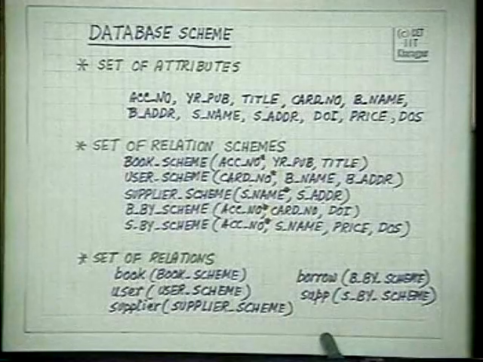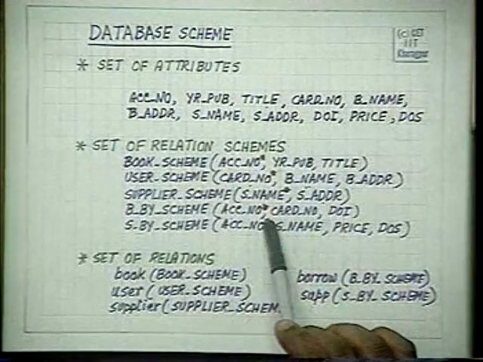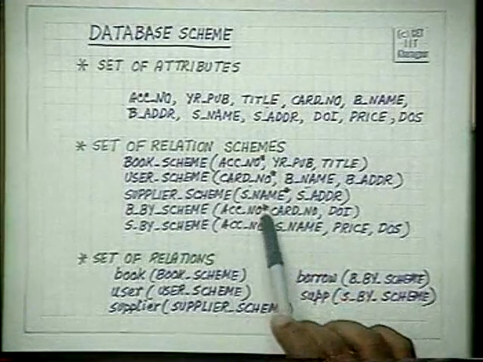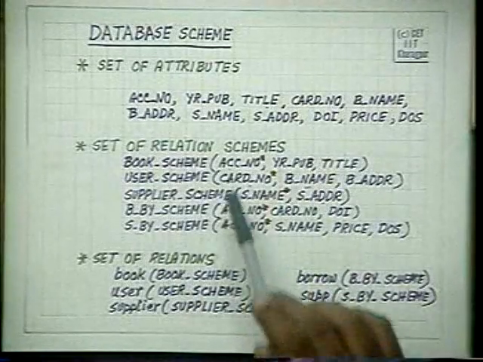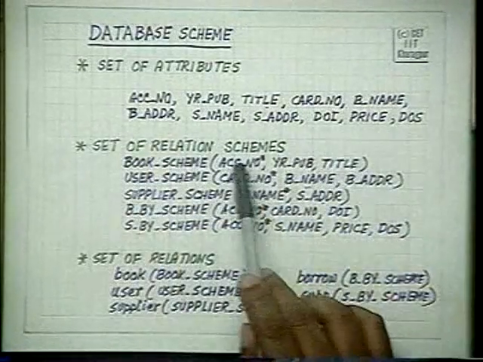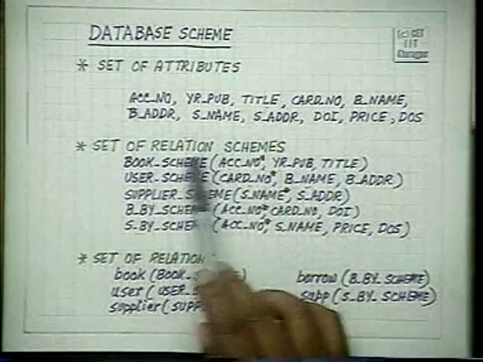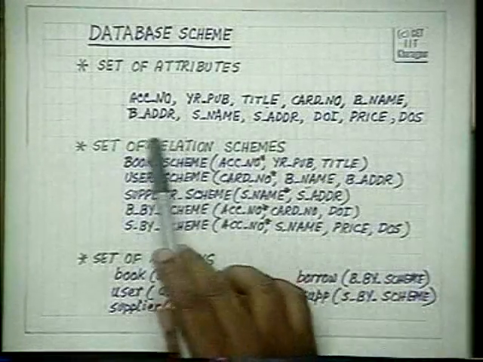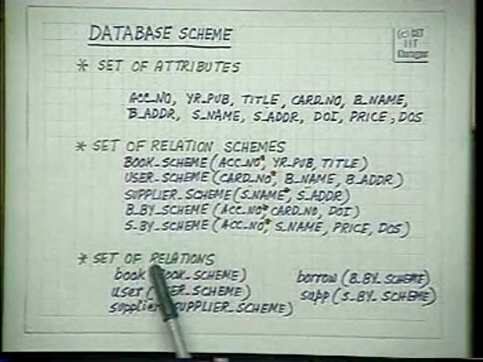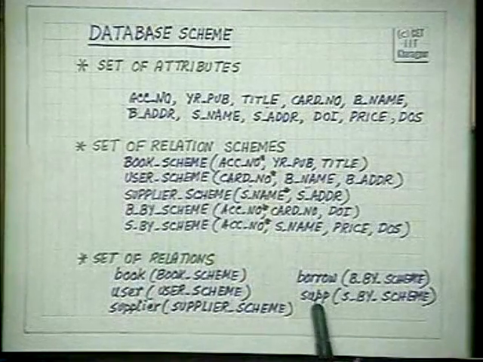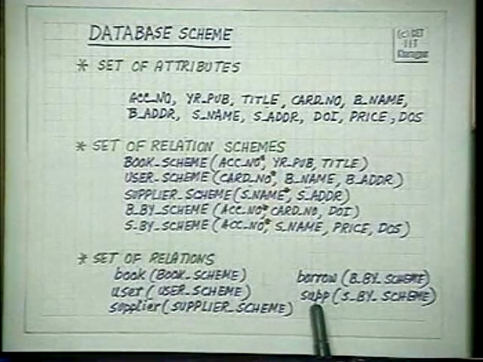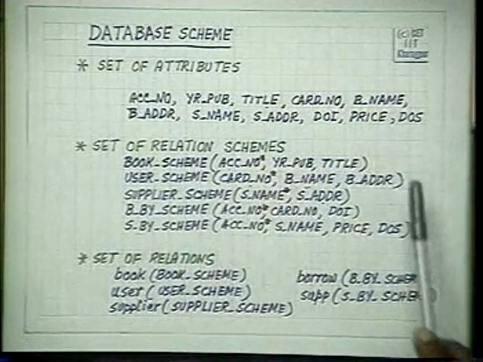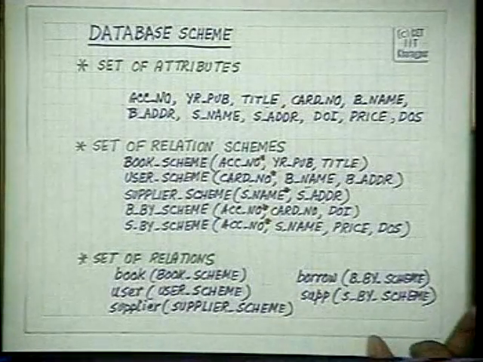You can have a number of relations from these schemes also. This is like the type declaration. This is the type declaration of the attributes. This is the type declaration of the relations, which we call relation schemes, and this is the actual declaration of all the relations. So we shall use this example while we do our work.